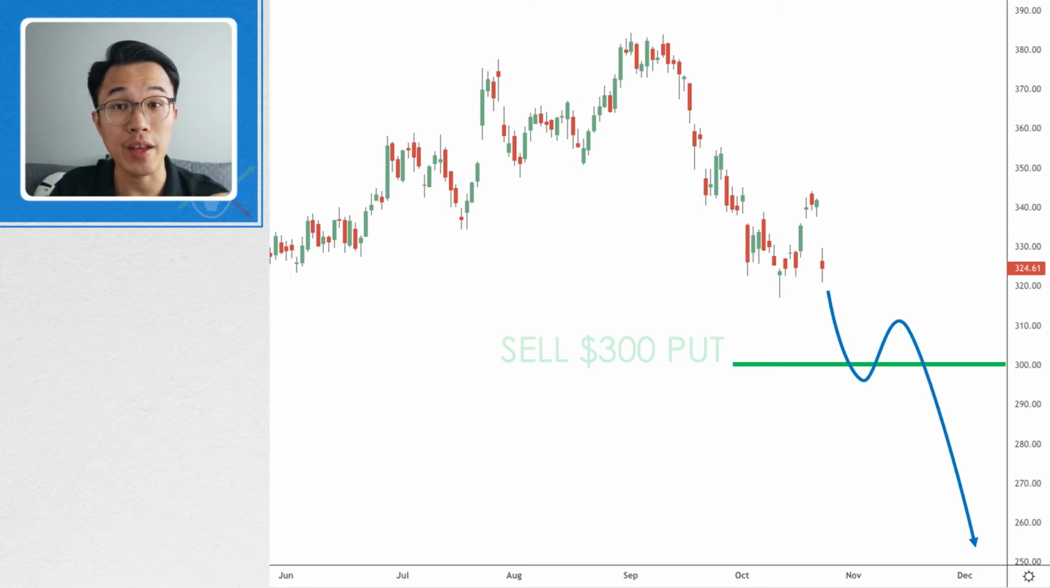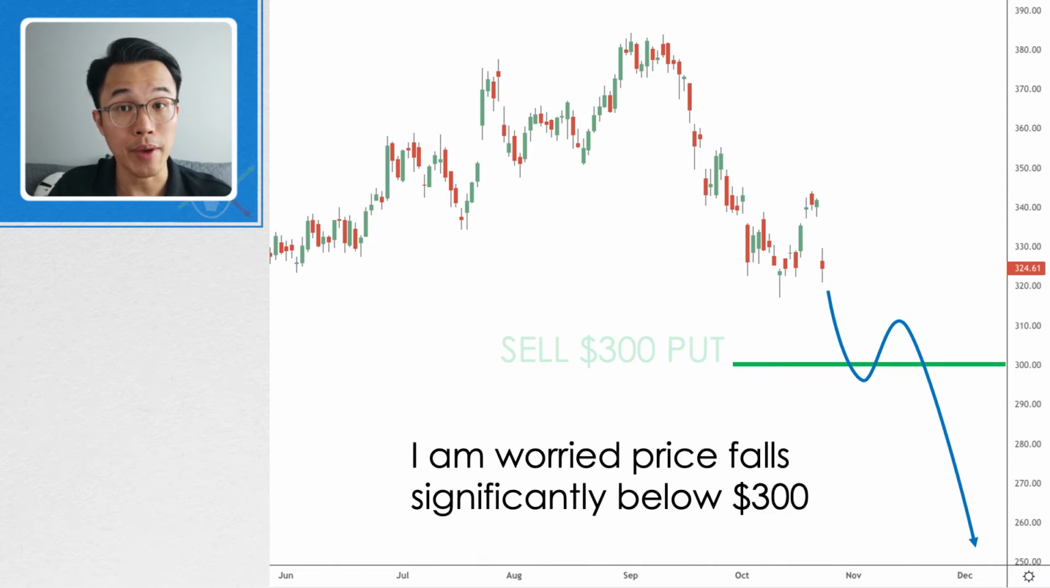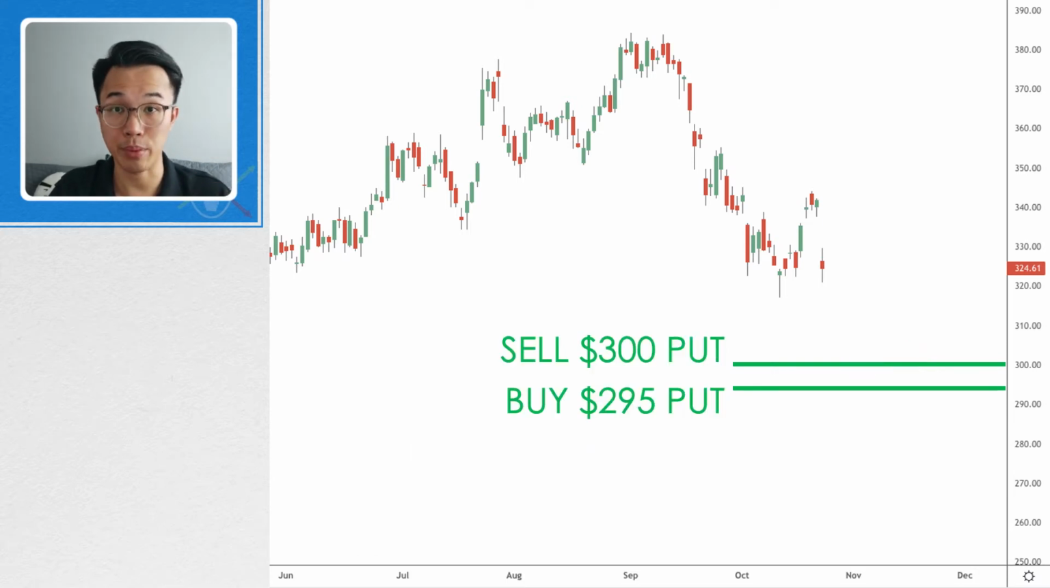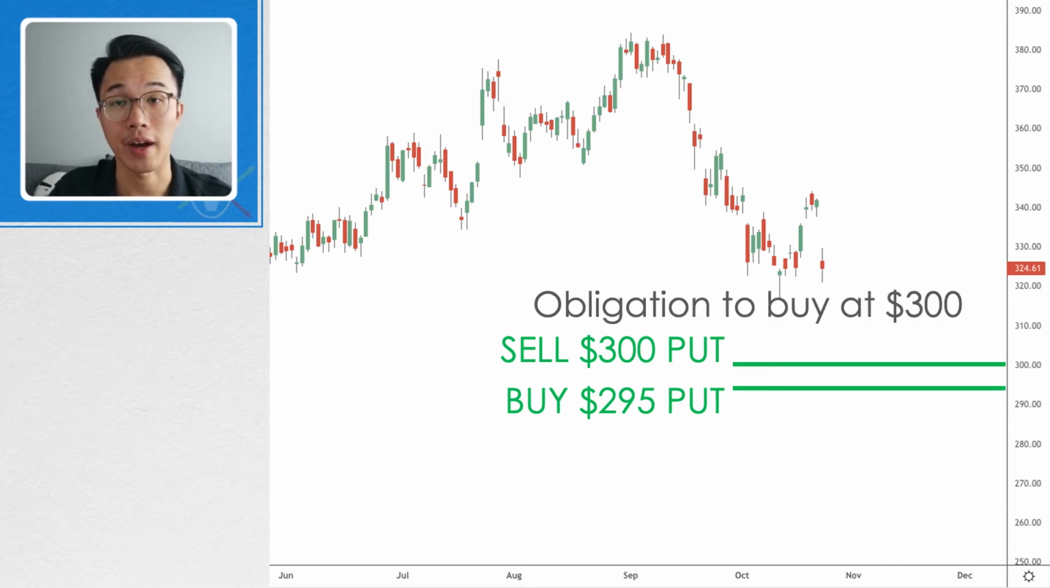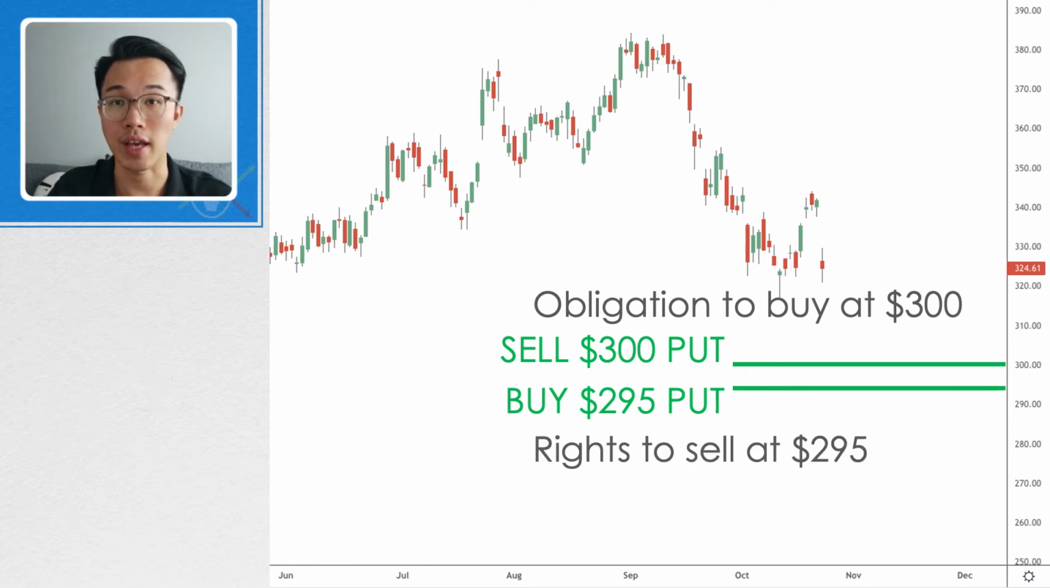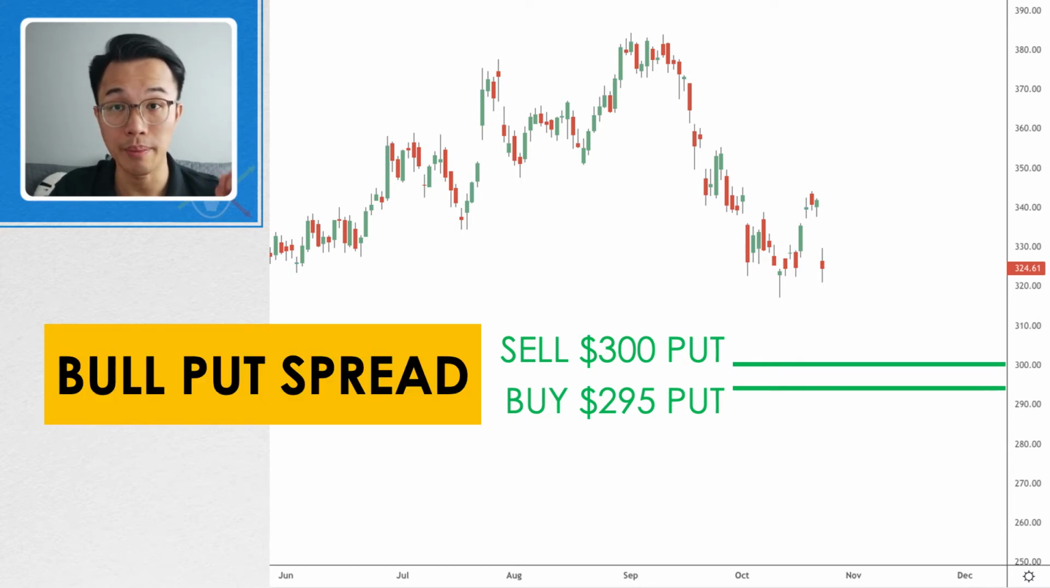But what happens if I'm really wrong and the share price falls really significantly below 300? So I may also want to buy some insurance for the put option that I've sold to Mark. So I can buy a put option with a strike price of $295, which is a lower strike price and further out of the money from the option that I sold to Mark. So if I'm really wrong and the share price significantly falls below 300, I'm obligated to buy it from Mark at $300. But I have the right to sell it away at $295, and this will minimize my losses. So this credit vertical position is known as a bull put spread.